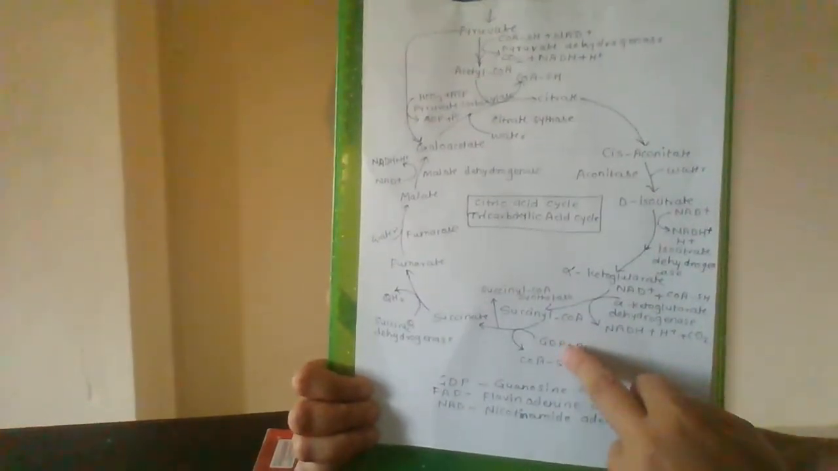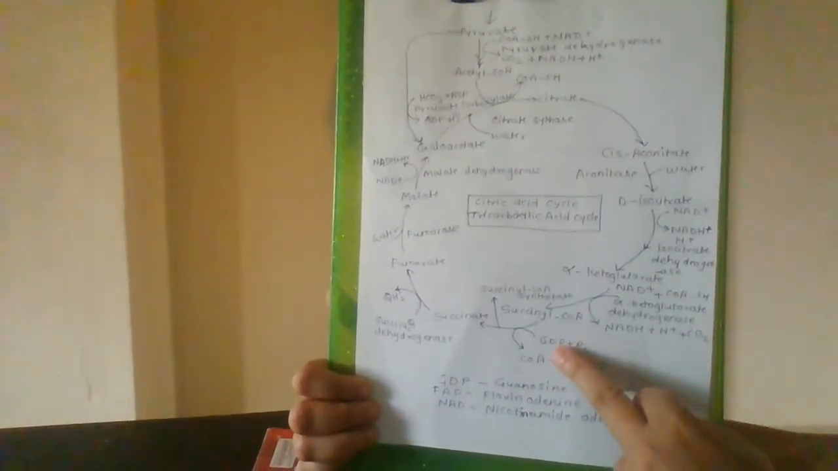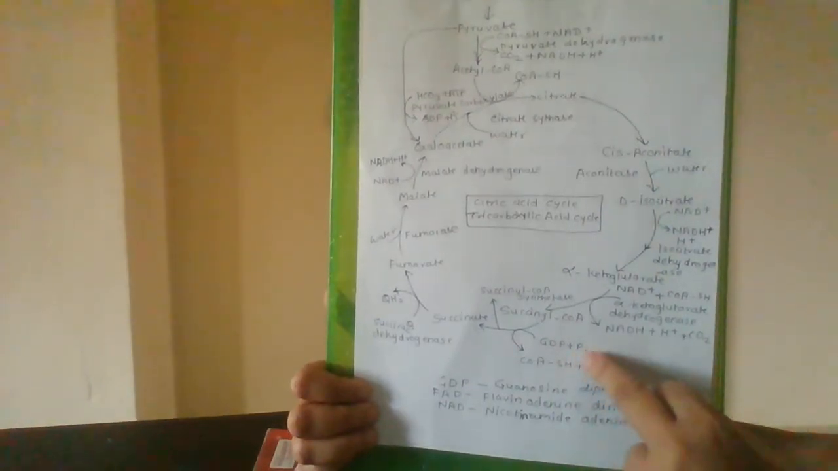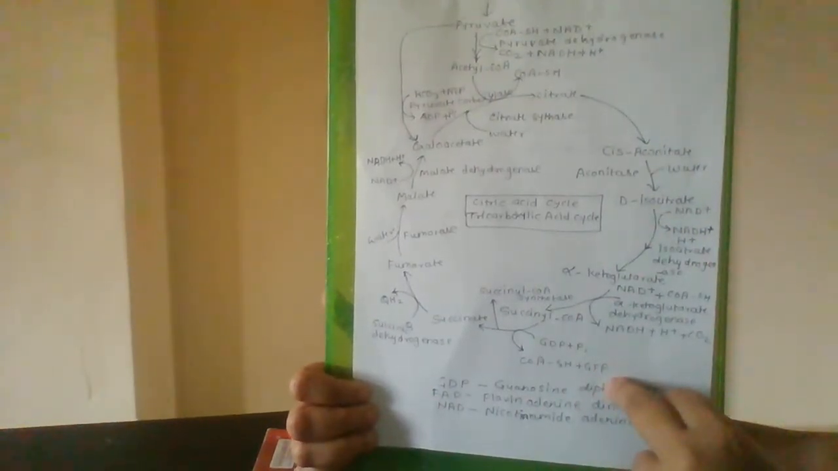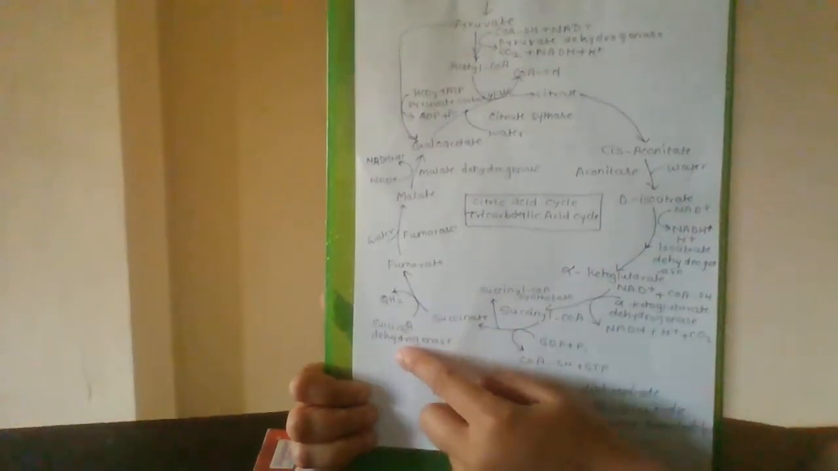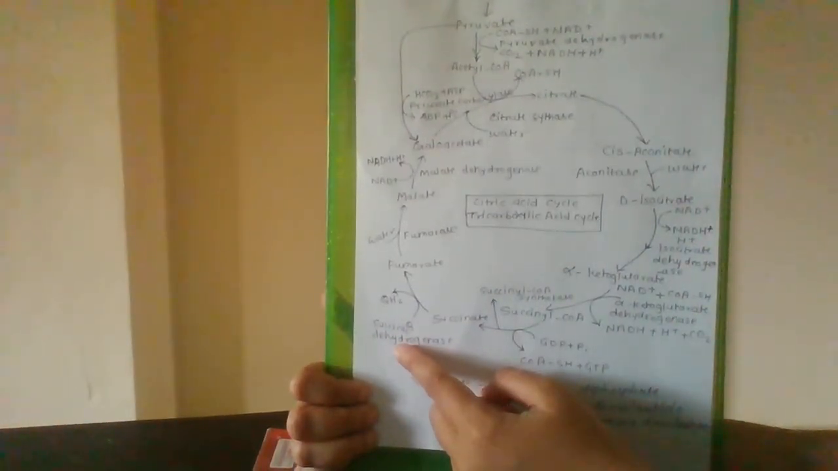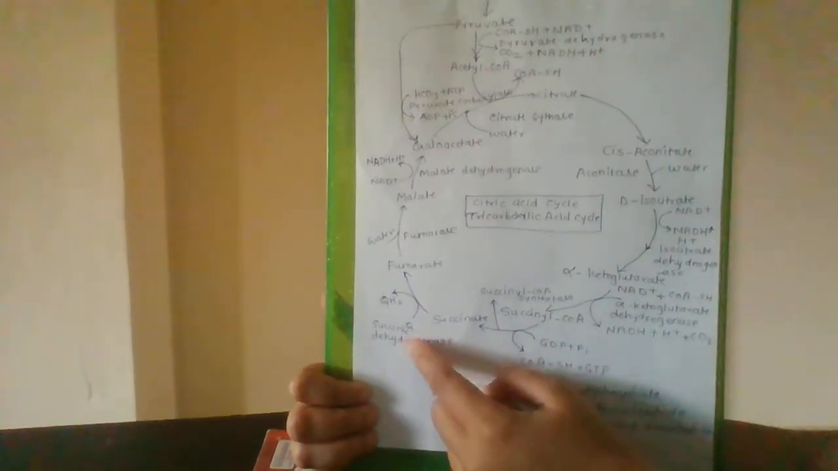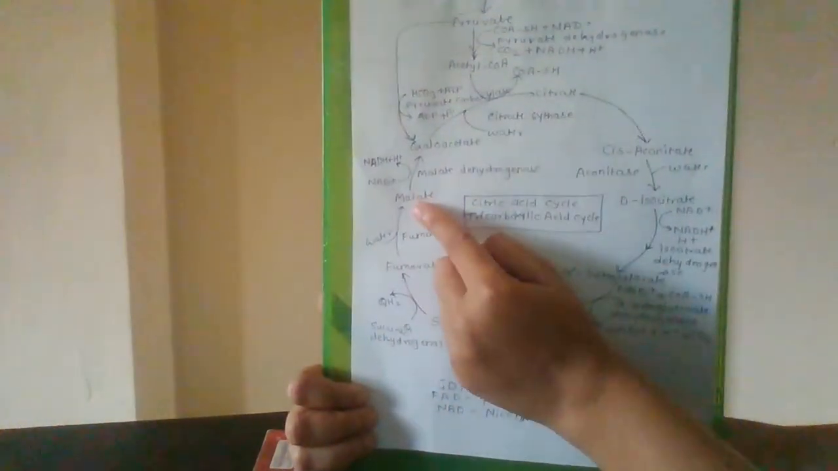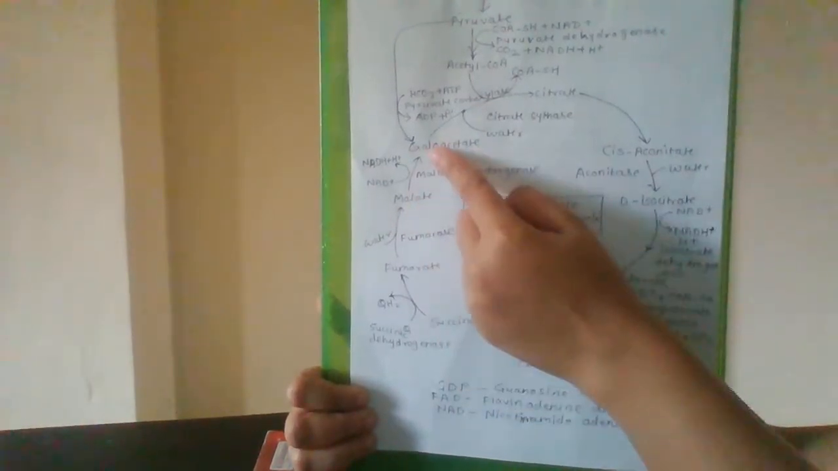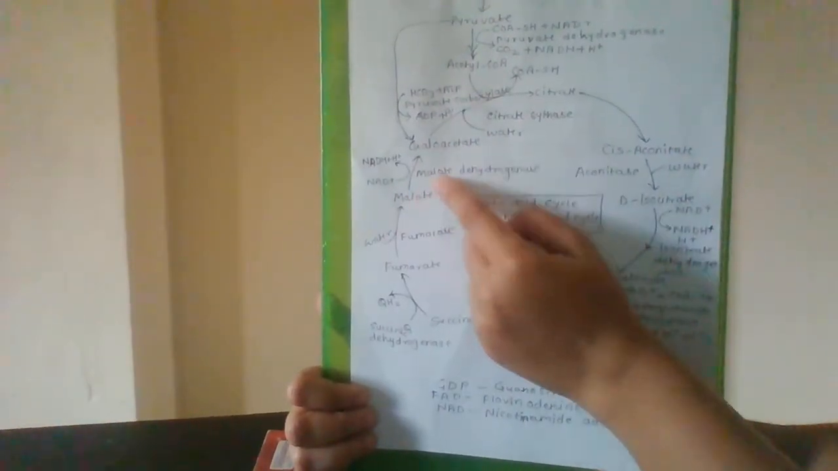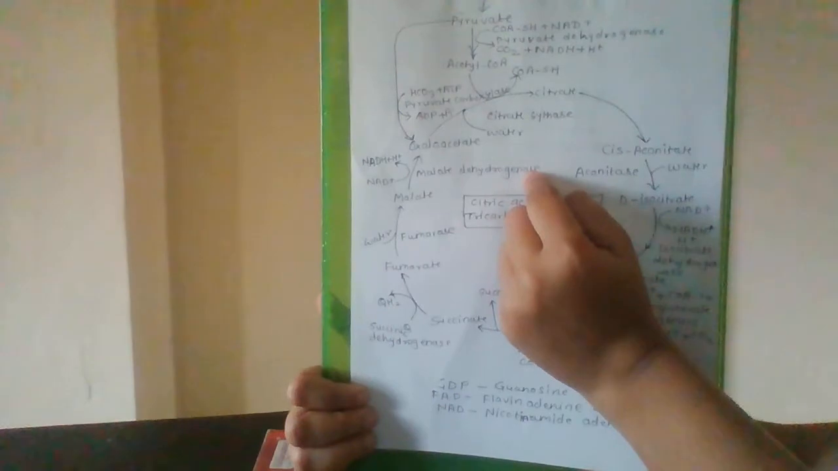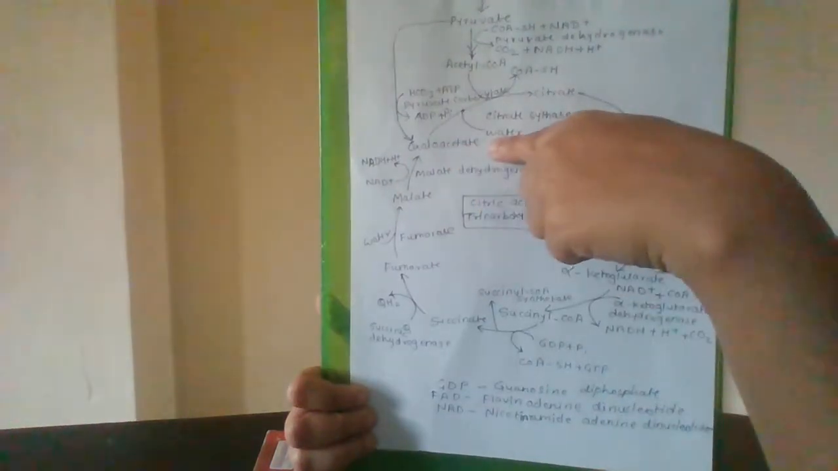In this reaction, GDP, guanosine diphosphate, plus Pi gives CoASH and GTP, guanosine triphosphate. Okay. In this reaction, the enzyme used is succinic dehydrogenase. Again, from here, malate is converted into oxaloacetate. The enzyme used is malate dehydrogenase. From where do we get this oxaloacetate?